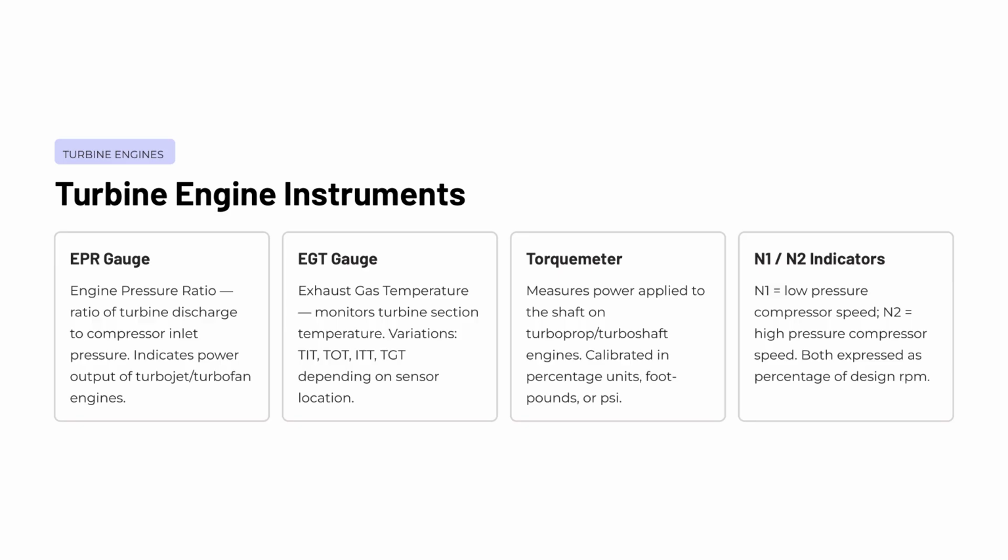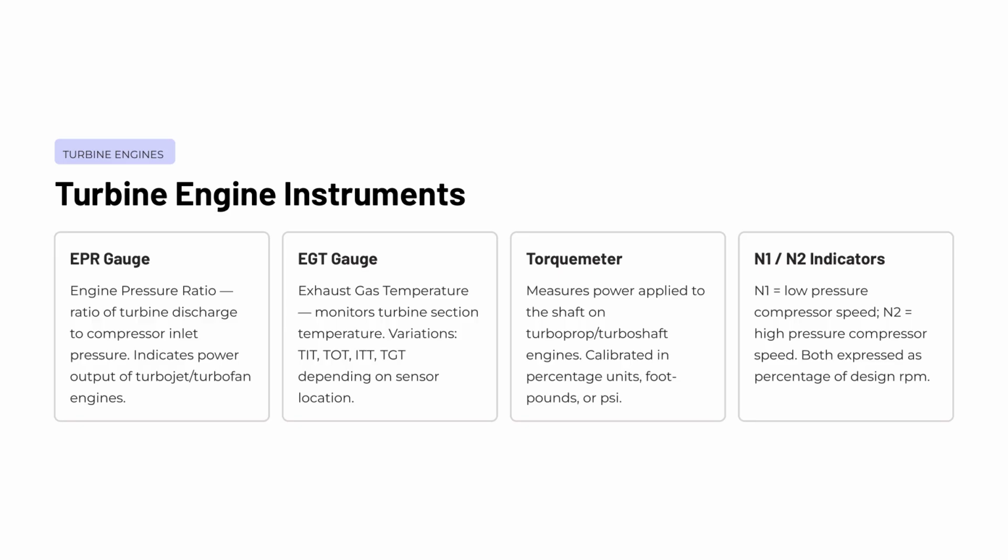Turbine engines rely on a specialized set of instruments to monitor performance and ensure safe operation. Let's walk through the key gauges you need to understand. The engine pressure ratio gauge, or EPR, measures the ratio of turbine discharge pressure to compressor inlet pressure. This ratio gives pilots a direct indication of the thrust being produced by turbojet and turbofan engines, making it a primary power instrument in those aircraft.